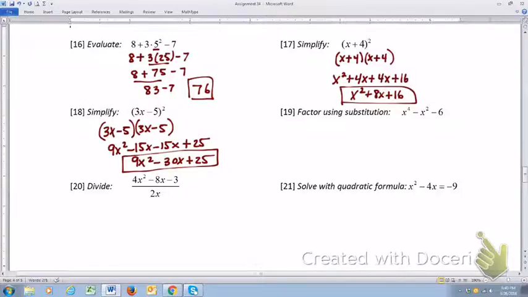On number 19, by the way, we're not going to use substitution, but this is a lot like x squared minus x minus 6. We're going to treat it the same way. This is one where we can use the AC method. We're looking for two numbers that multiply to -6 and add to -1. -3 and 2 is what's going to work. So I've done a similar problem. This one's just a little bit different.